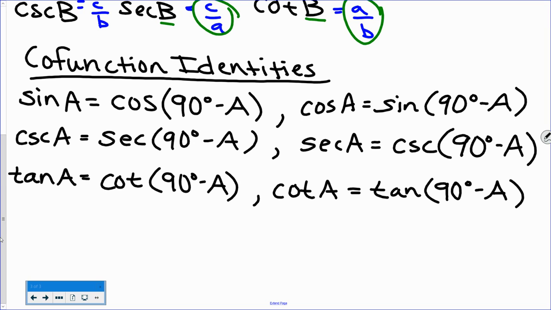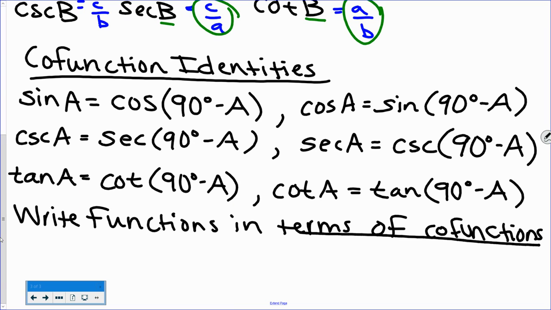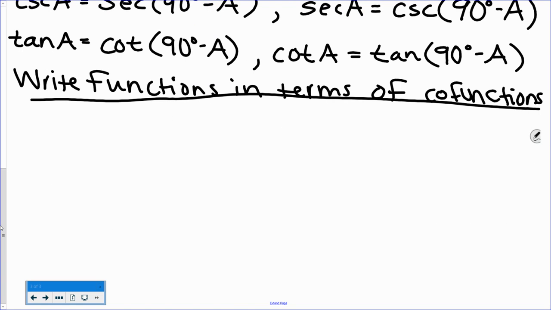Okay, so what you'll see for your examples, you will write functions in terms of cofunctions. So my first example, if I gave you cosine of 52 degrees, what would that be equal to in terms of a cofunction?